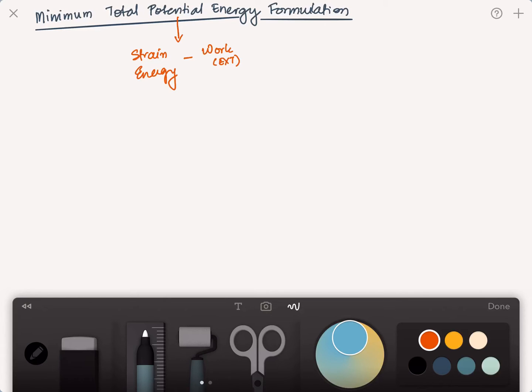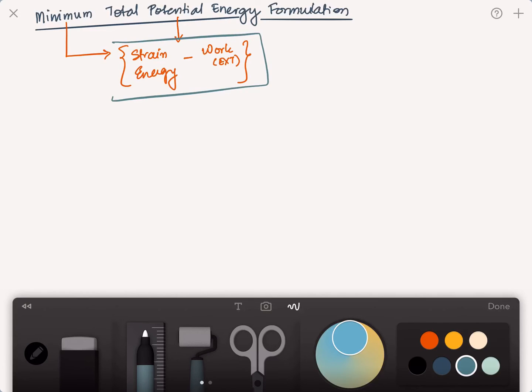Now, let me look at this word, the minimum. So if I find the minimum of this total potential energy of the system, then it will correspond to a state of the system in which it is stable. That means we are going to find a certain state of displacement in the system, at which displacement this total potential energy of the system is still stable.